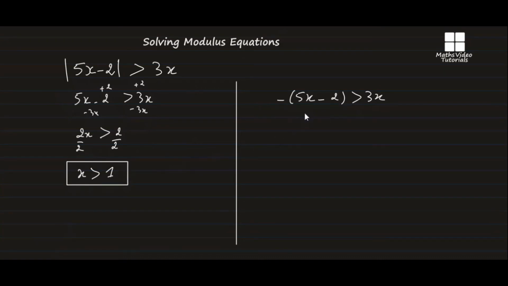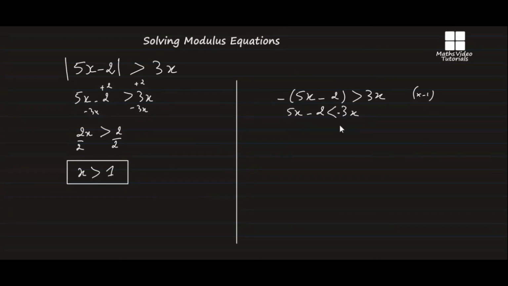For the second one here, we can multiply by minus 1 to get rid of the minus, and we expand or remove the bracket. So that's 5x minus 2. But when you multiply by minus 1, the inequality will change direction. So this one will change to less than, and minus 3x, of course. You multiply the 3x by minus 1 as well.